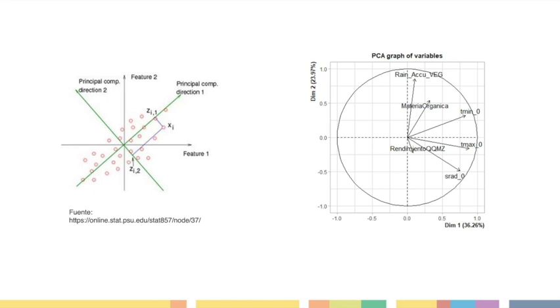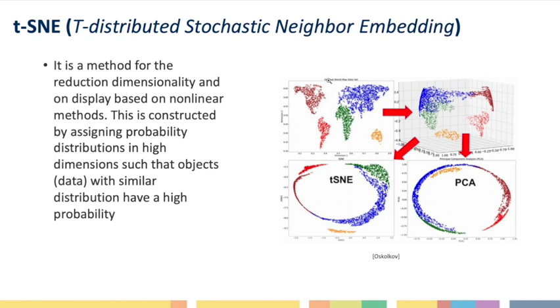This is PCA. Now we're going to see how it's implemented. The second method is tSNE. That's also to reduce the dimension, and it's also used to visualize. This method is created from nonlinear methods that allow to assign probabilities in high dimensions to certain points, and then stochastic processes are used to use that representation.